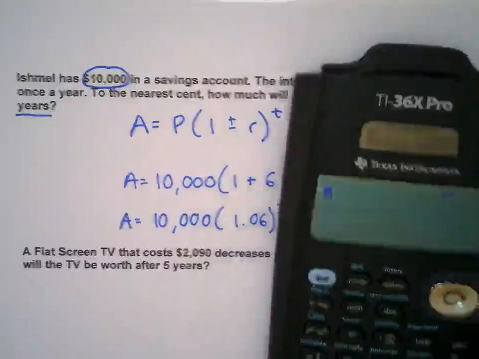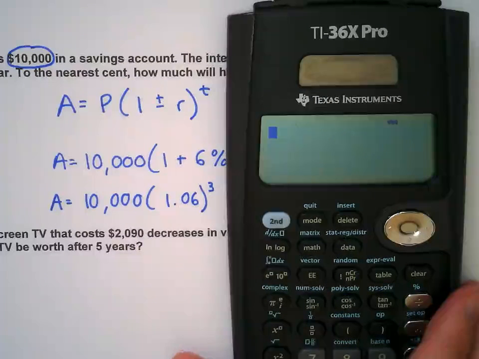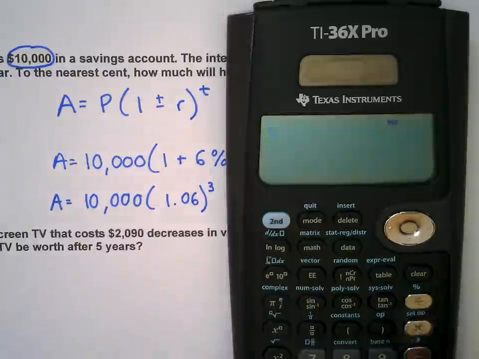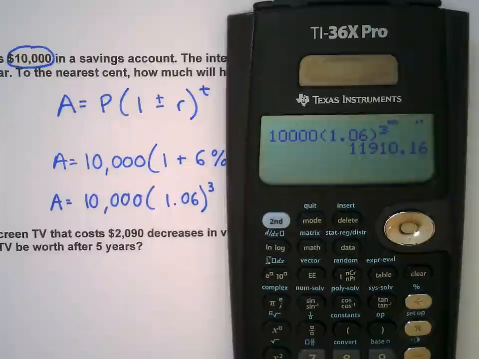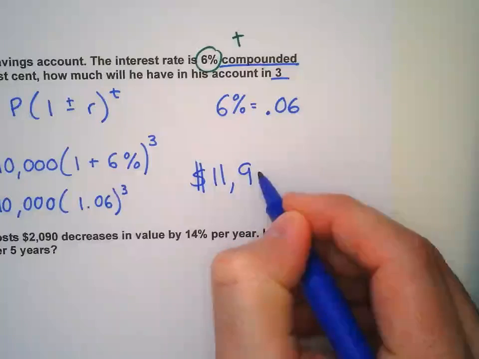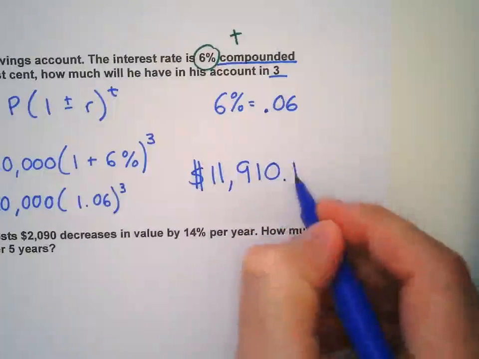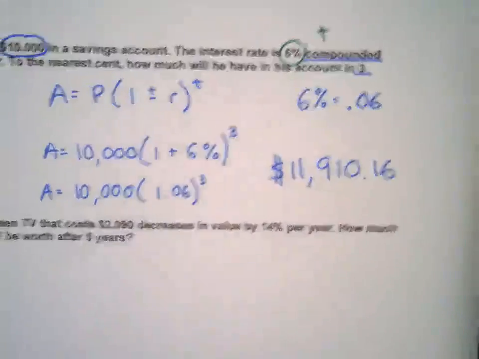If you have a calculator, you can use a calculator on your phone. I don't know if it does exponents, but you may have to use a calculator on a Google search. But 10,000 times parentheses 1.06 raised to the third power gives us $11,910 and 16 cents. So that gives us the exact amount, and the answer there would be $11,910.16. So that's a growth. When a growth happens, again, it's 1 plus the percentage.